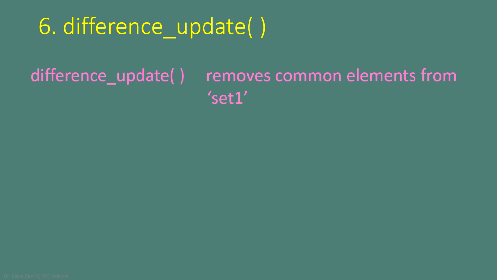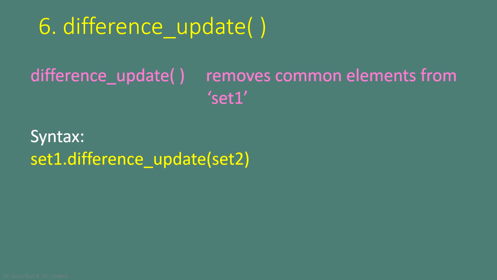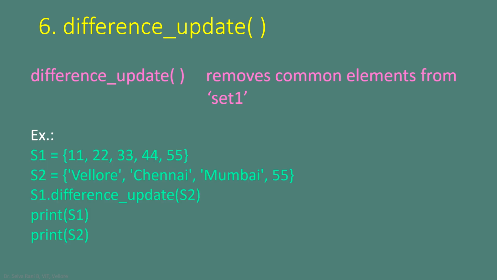The next method is difference update. Difference is the method which will return the elements in the first set but not in the second, right? So difference update will remove the common elements from set1 by means of updating. The syntax is set1.difference_update(set2).